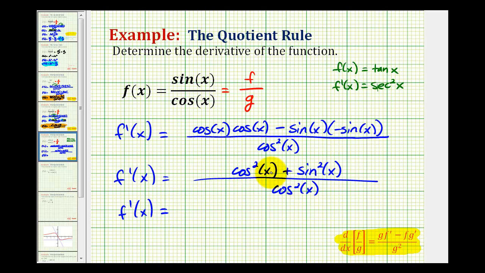But cosine squared x plus sine squared x is equal to 1, so we have 1 all over cosine squared x, but 1 over cosine squared x is equal to secant squared x. So this does verify that we have the same derivative function, which we expect whether we use the quotient rule or whether we write the given function as f of x equals tangent x.